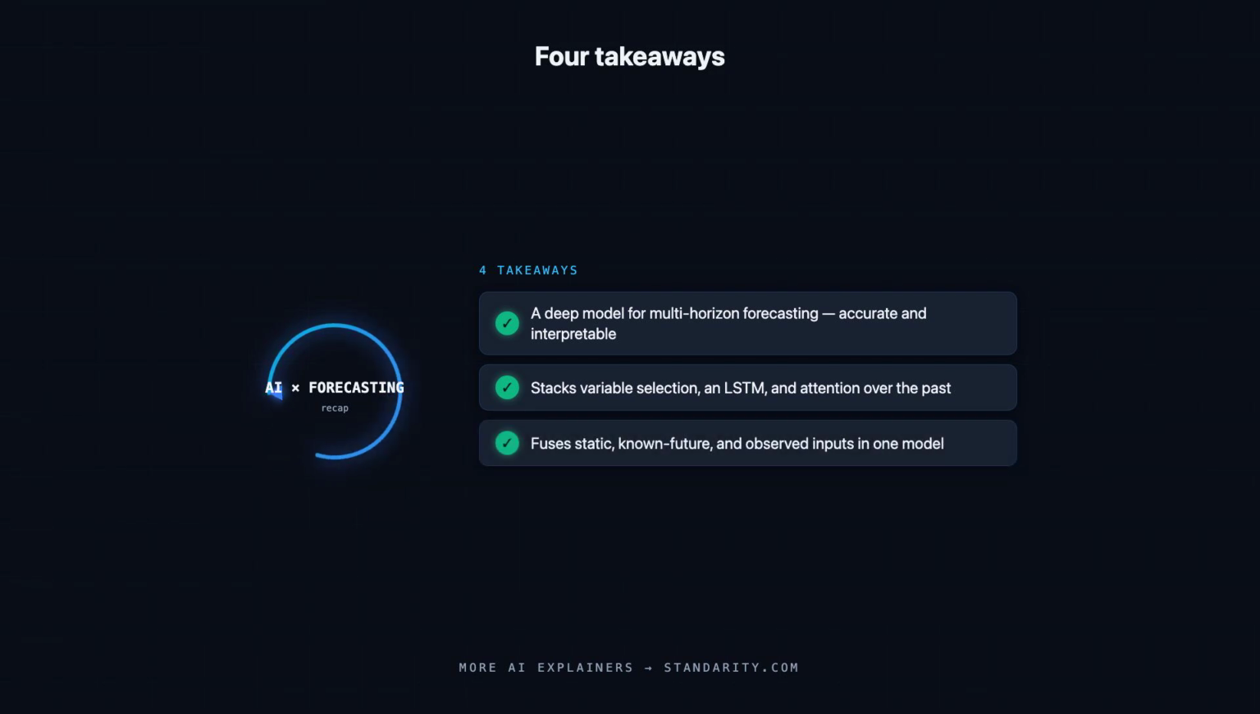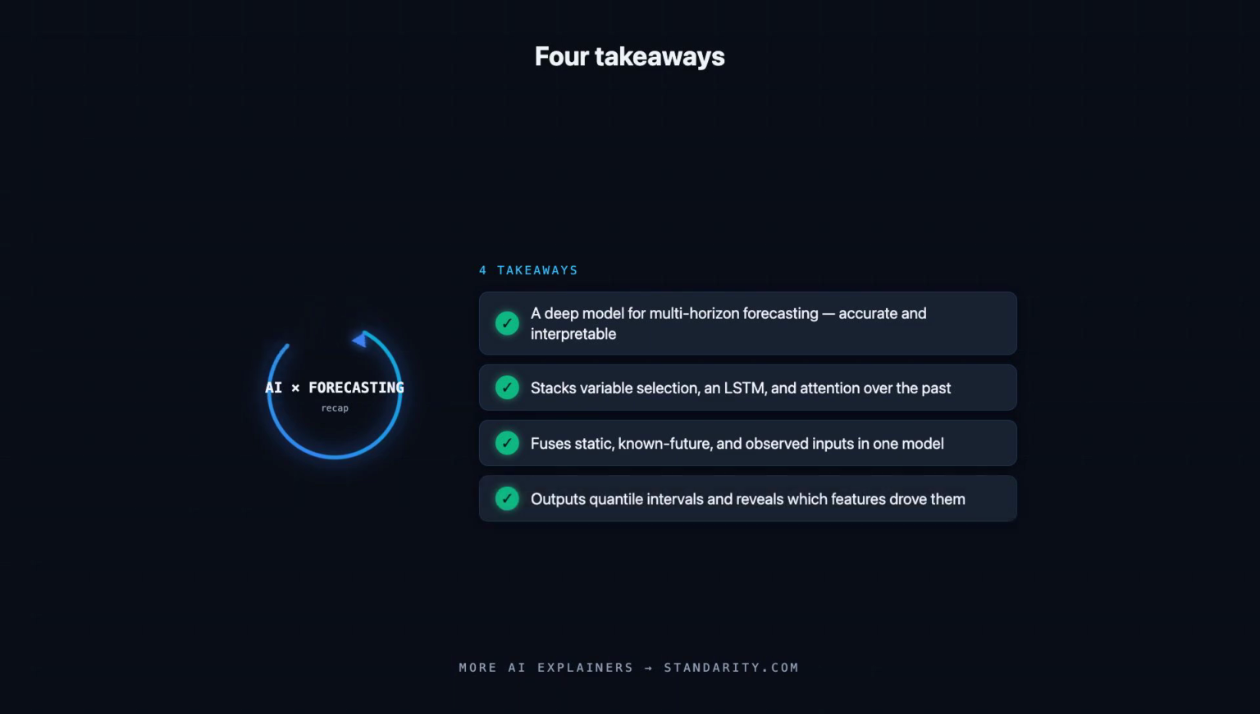It handles the full mess of real data, static attributes, known future inputs, and observed series, all fused inside one model at once. Rather than one number, it outputs quantile forecasts, giving honest prediction intervals while revealing which features drove the result.